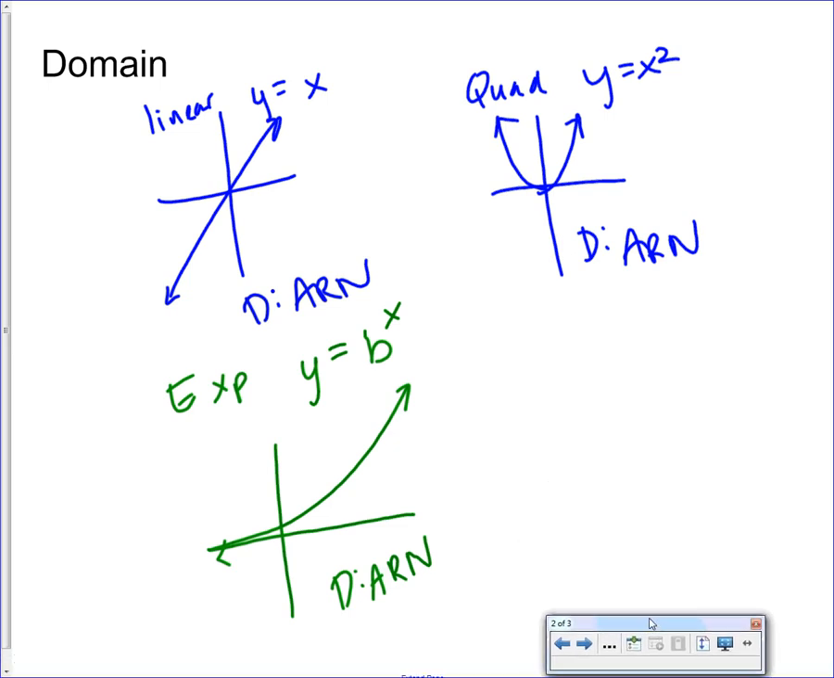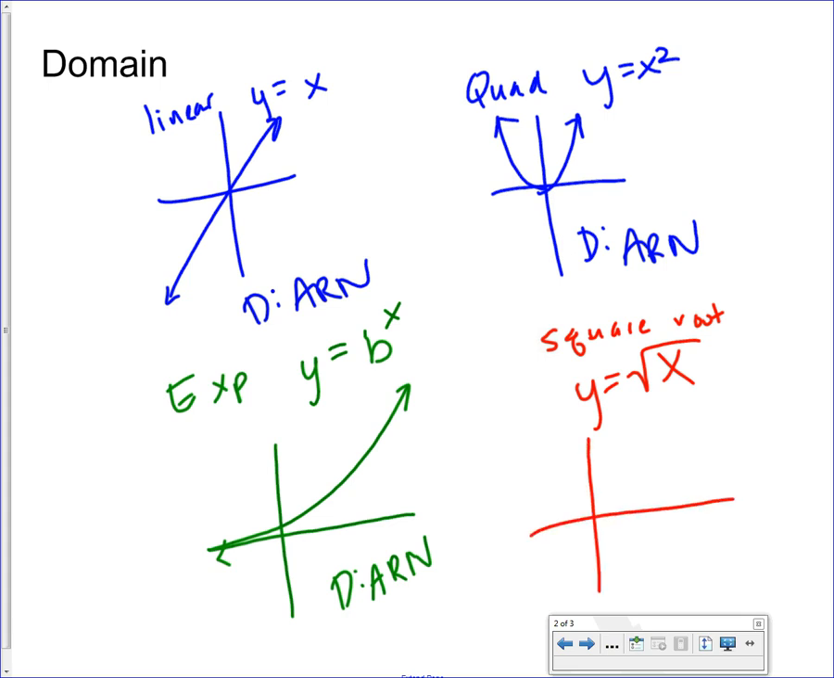Something that has a domain that's not all real numbers is your square root function. Y equals the square root of x. Because as you studied last year in Algebra 2, you cannot take the square root of a negative number. So that function looks like this. Notice that there's nothing to the left of the y-axis because I can't input any negative numbers. So the domain here is only values that are greater than or equal to 0. You can take the square root of 0. That's why it's equal to 0.